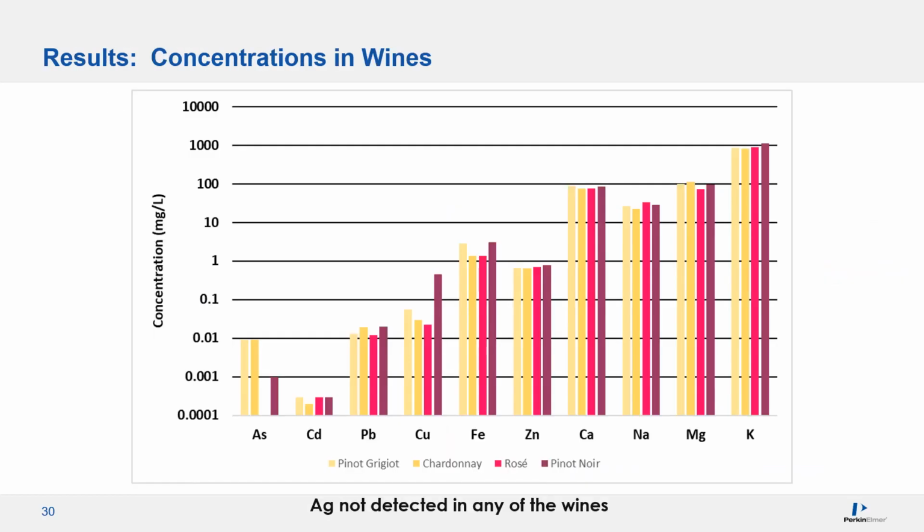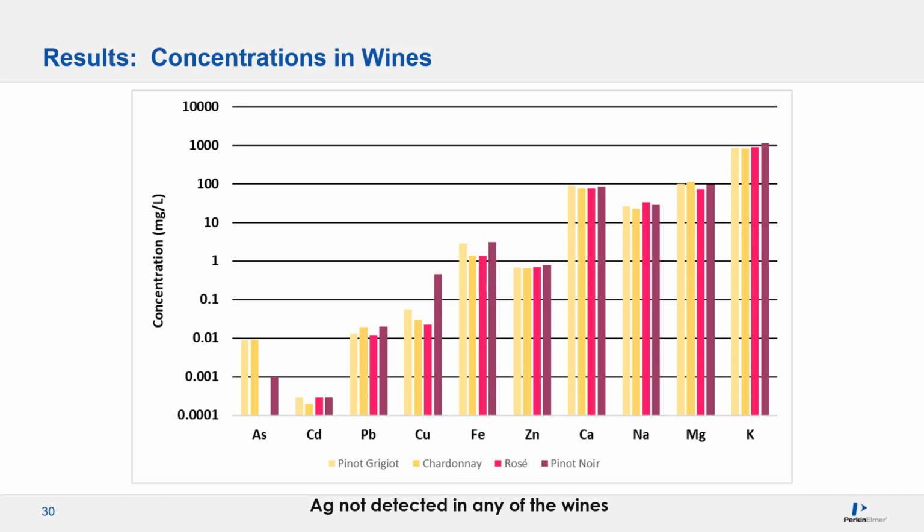So if we look at the results, these are the results from the wine analysis. The x-axis shows our analytes. The y-axis shows our concentration in milligrams per liter. Each bar represents a different wine. Pinot Grigio is light yellow, Chardonnay is slightly darker yellow, Rosé is medium red, and Pinot Noir is dark red. And these kind of correspond to how light and dark these wines were.